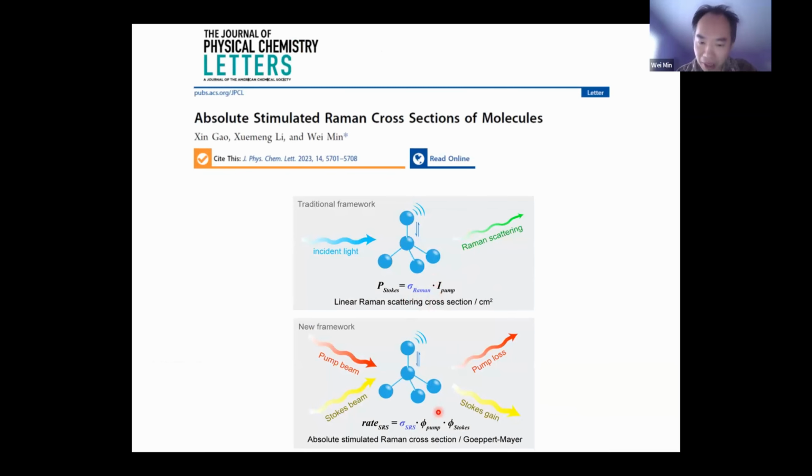But for stimulated Raman, there's no such thing. People still use Raman scattering cross-section for stimulated Raman, which is in fact not quite right. So in this paper, we say the logical way to do this is to make an analogy to two-photon absorption. Two-photon absorption uses a two-photon absorption cross-section with a unit of so-called Göppert-Mayer. And we should use this type of stimulated Raman cross-section to characterize the stimulated Raman process.